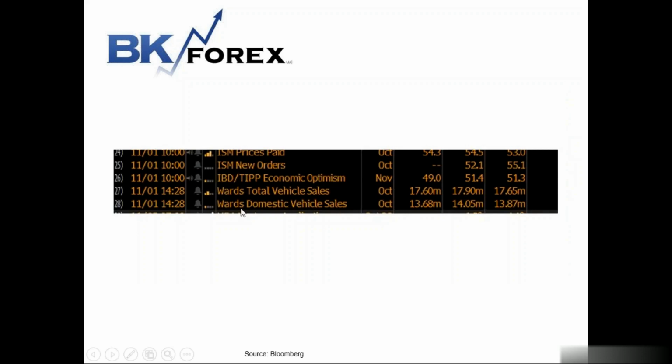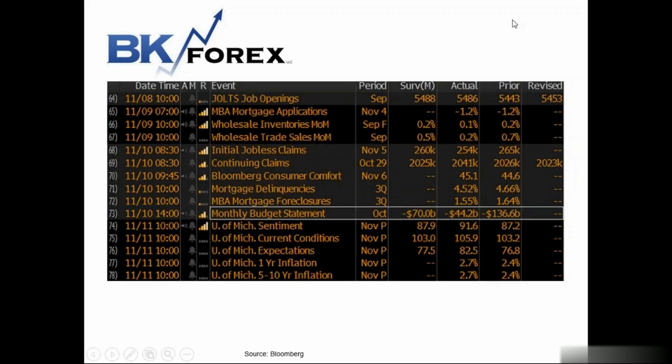So before that, with the release of the IBD TIPP Economic Optimism Index, you can find this on Forex Factory, Daily FX, and you can see the index rose from 51.3 to 51.4. So that told me that the number was going to be stronger. So it comes out, and it comes out hot, 91.6 instead of 87.9 expected.